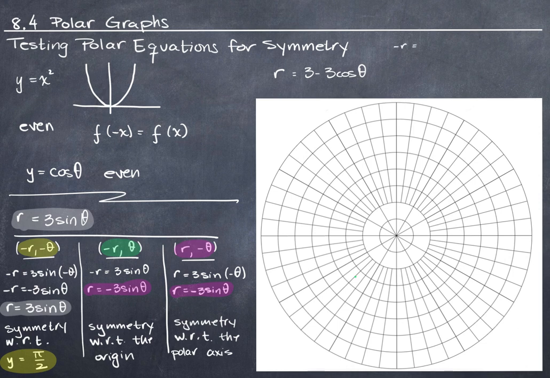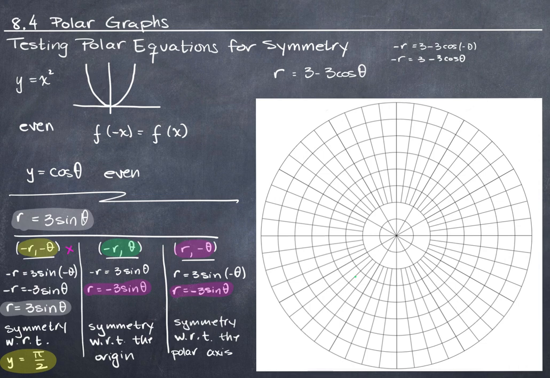Negative r equals 3 minus 3 cosine of negative theta. Negative r equals 3 minus 3 times cosine of negative theta, which is just cosine of theta. I don't even need to multiply through by negative 1. You can see that the right-hand side here is exactly the same, but the left-hand side is not. So this does not pass the first test.